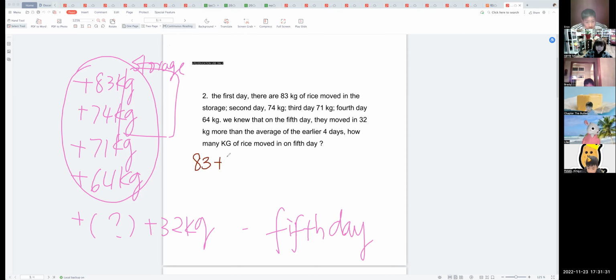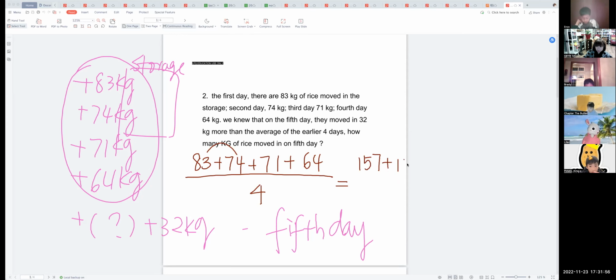How to calculate the average of the first 4 days, Brandy? Plus all of them together, right? Then divided by 4, correct? So equals 157 plus 135, which is 292. 292 divided by 4 equals 7.